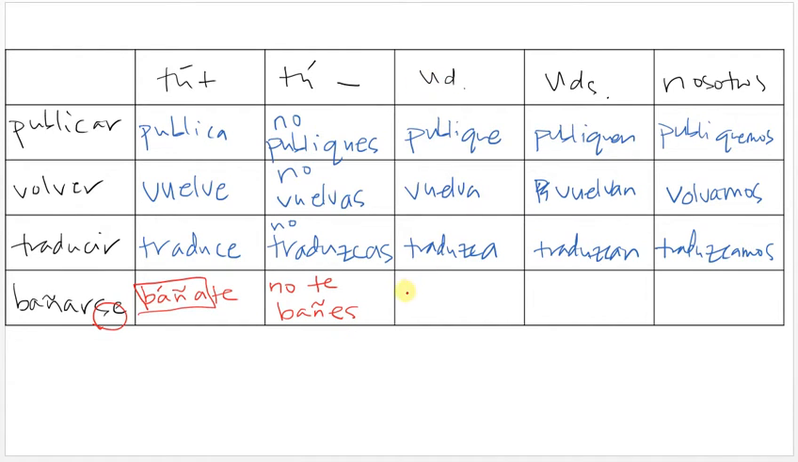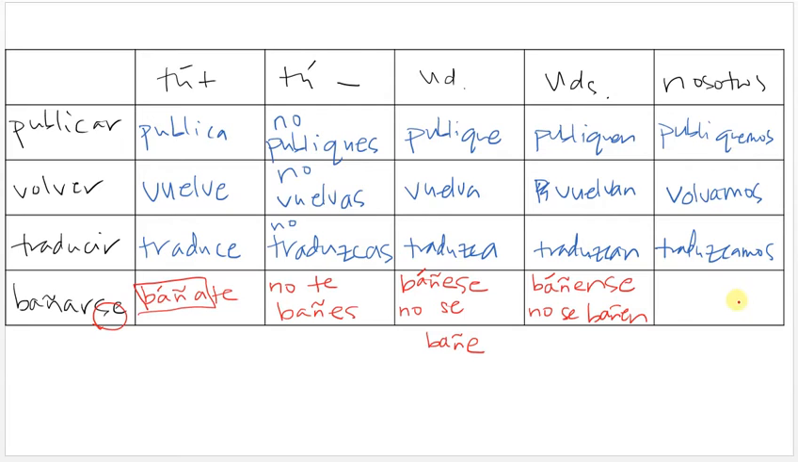For the usted command, positive, so we're going to have bañe, because that's the opposite ending, and the usted reflexive pronoun is se. I have to attach an accent on the second to last vowel or second to last syllable of the verb itself. So báñese, bathe yourself. And then for the negative command, no, and then the pronoun, no se bañe. For the ustedes, it's going to be very similar, but it's just going to be plural. So báñense with an accent, and no se bañen. Bathe yourselves, don't bathe yourselves.